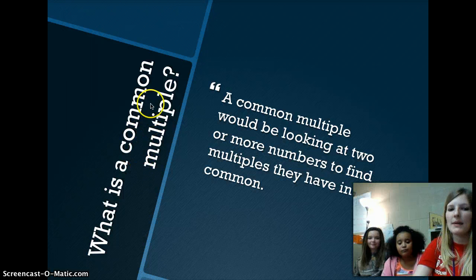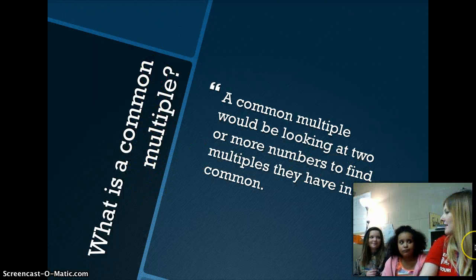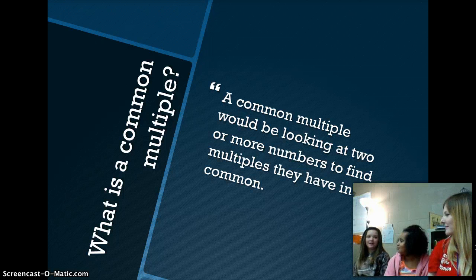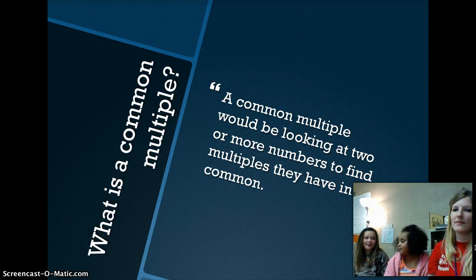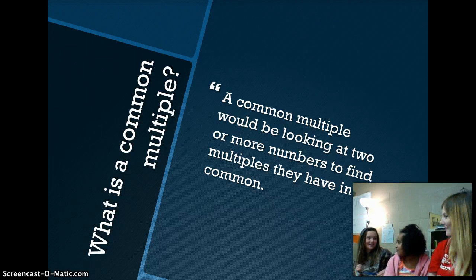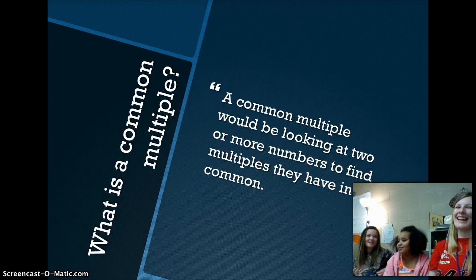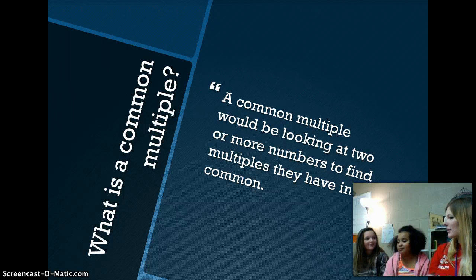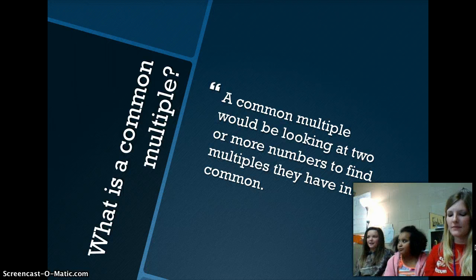Let's talk about common multiples. A common multiple is, like if you're doing the multiples of 3, it would be 3, 6, 9, 12, and I stop there. And then if you're doing another number, let's do 5. There's 5, 10, 15, and then there's 20.